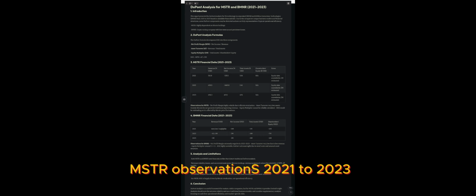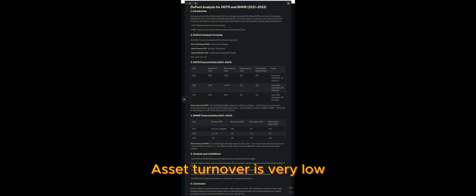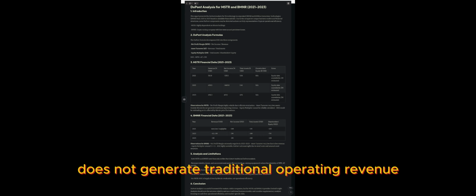MSTR observation 2021 to 2023. Net profit margin is highly volatile due to Bitcoin revaluation. Asset turnover is very low, as Bitcoin does not generate traditional operating revenue.